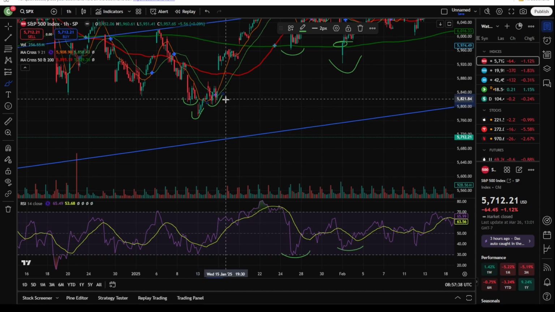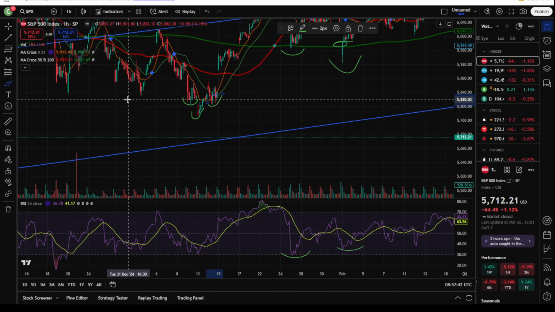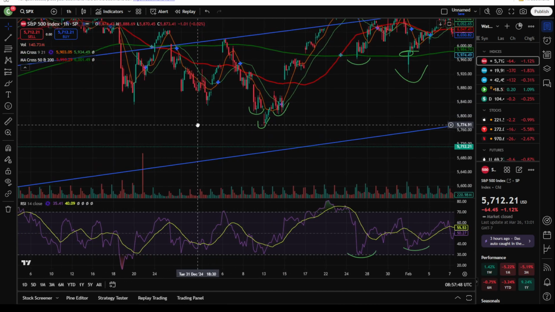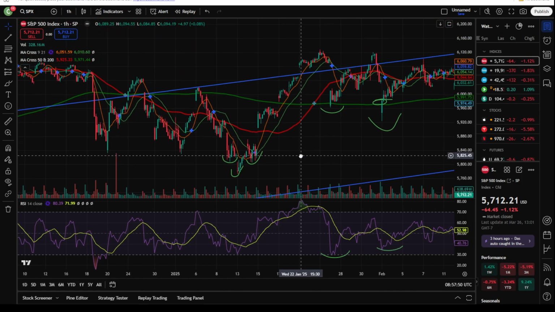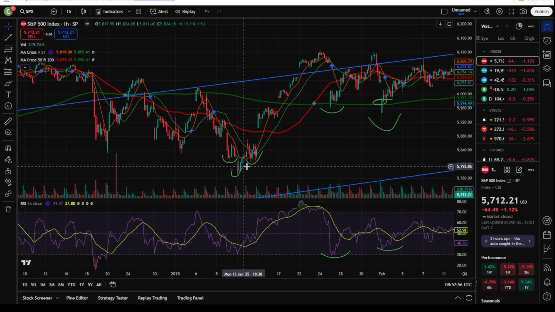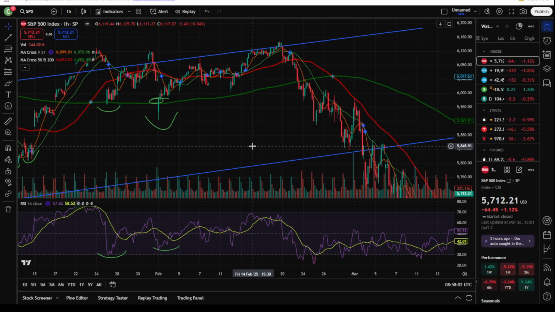Inverse head and shoulders, maybe? Not bad. Not freaking bad. You guys would have killed that, especially if you got in on the shoulder. Look how beautiful that head and shoulders is. Crazy. All right, let's see any other.